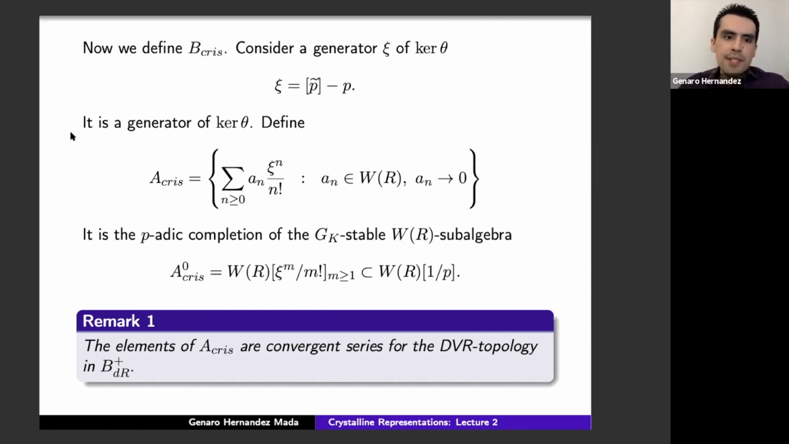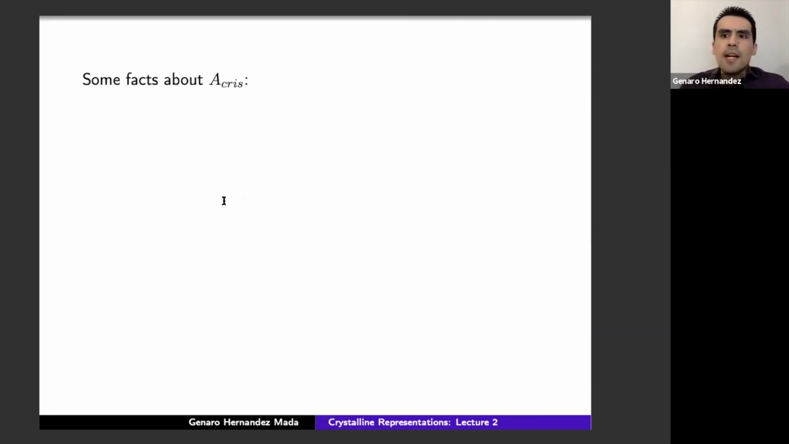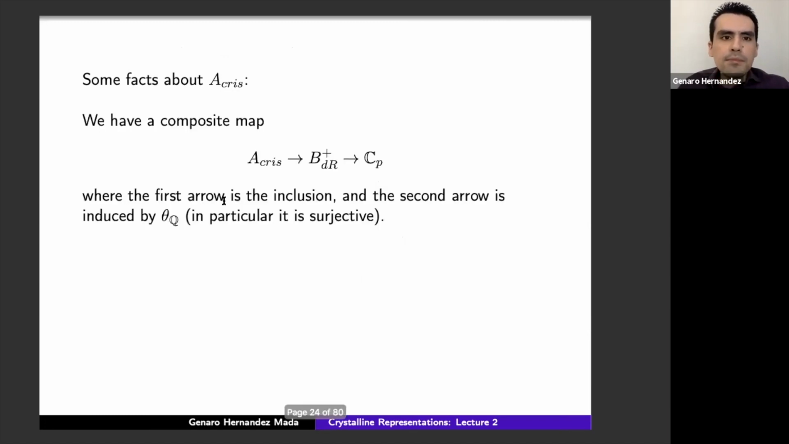That's A cris. It's inside B de Rham plus. I'm going to state some facts about that ring. Starting with this, we might have this composite, where the first arrow is just the inclusion that I was talking about in the previous slide, and the second arrow is the one induced by the theta that we defined yesterday, and that we saw was surjective. So we have a composition of an injective map and a surjective map.